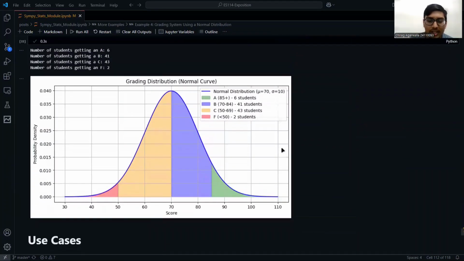This plot shows the expected number of students in each grade category. For a class of 100, most students score around the mean, falling into the B and C category, with fewer students achieving A or F.